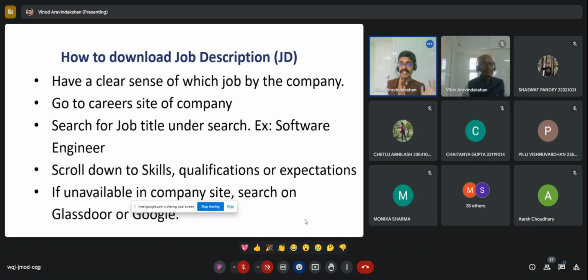resume. If you cannot find the company job description on the company website, you can do a Google search and find it. You can find it on Glassdoor. You can do some Google specific searches, customize your searches, and find it. Okay. So you need to have a job description for the company you're applying for. Without this, your resume will not make any sense.